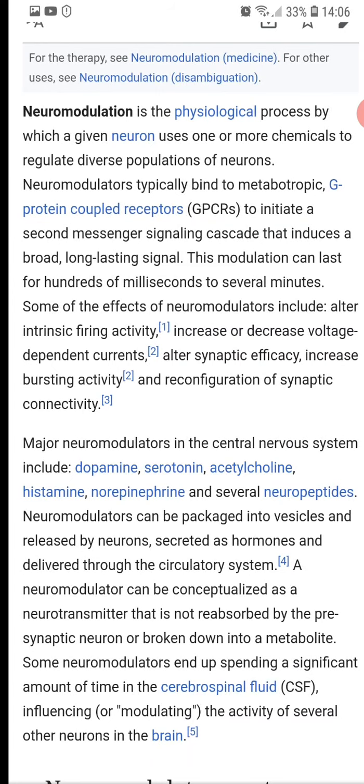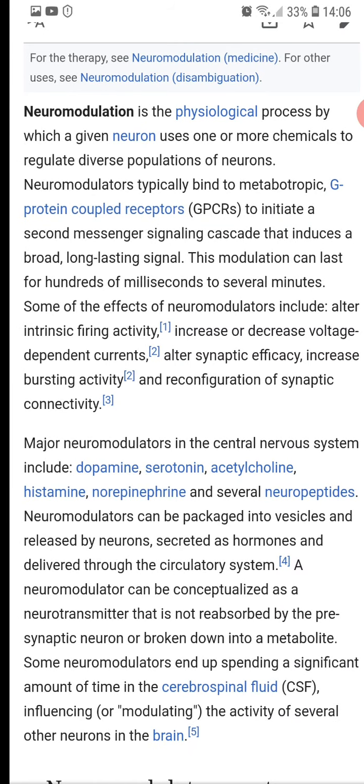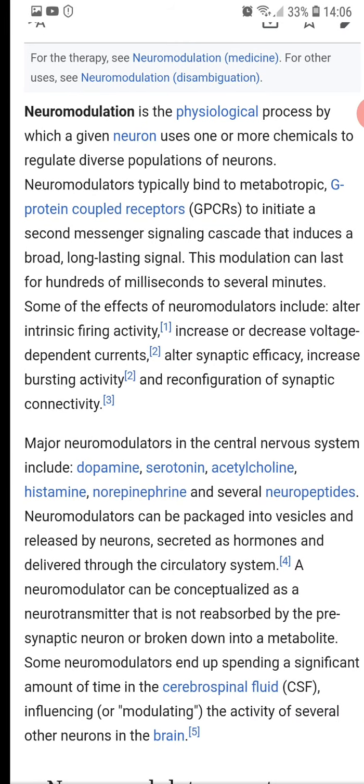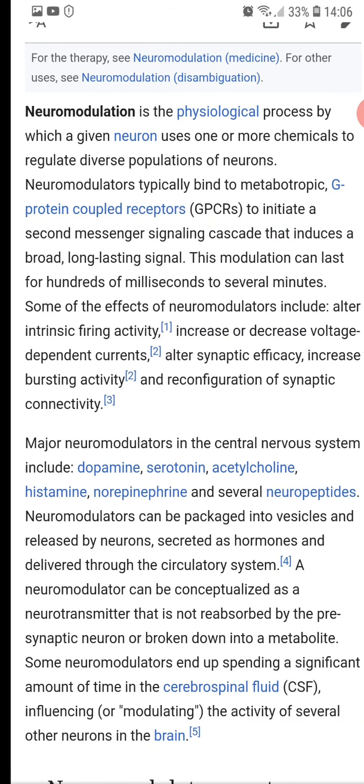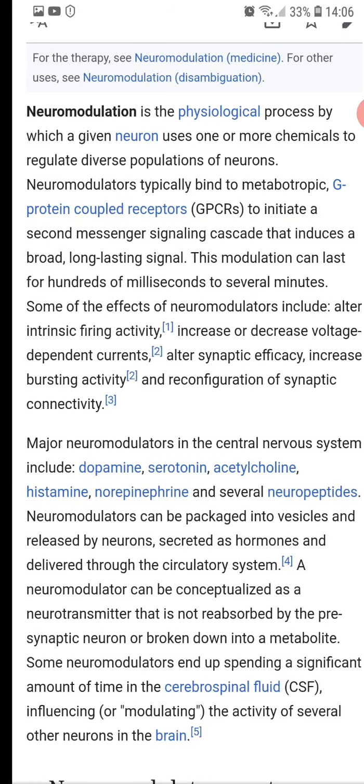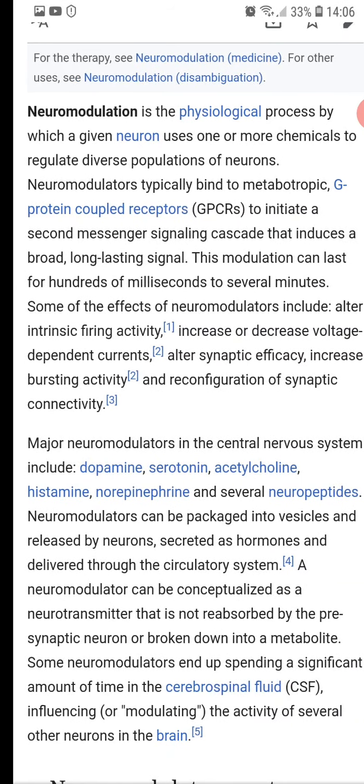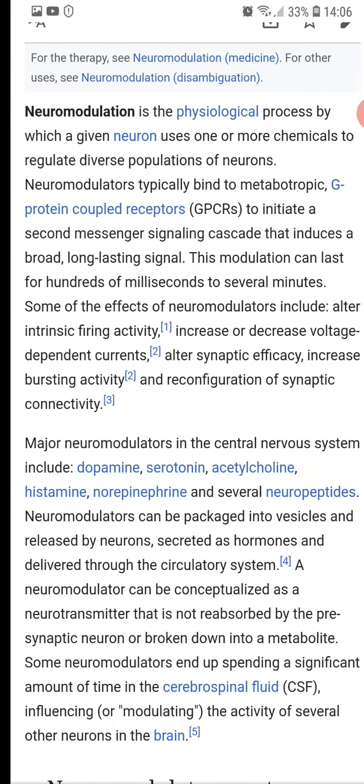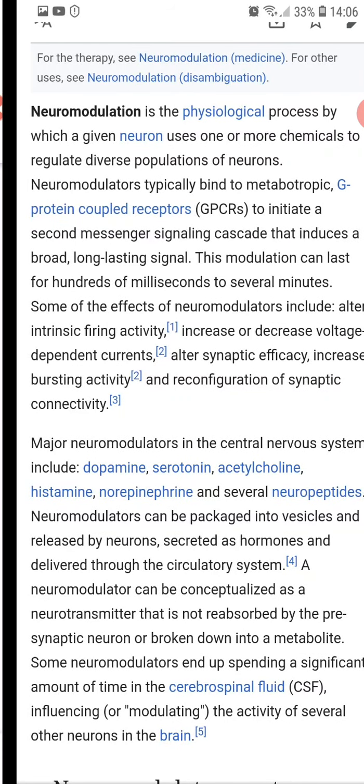Some of the effects of neuromodulators include altering intrinsic firing activity, increasing or decreasing voltage dependent currents, altering synaptic efficacy, increasing bursting activity, and configuration of synaptic connections. That's your brain, by the way. That's how your brain works. They're like the nerves.